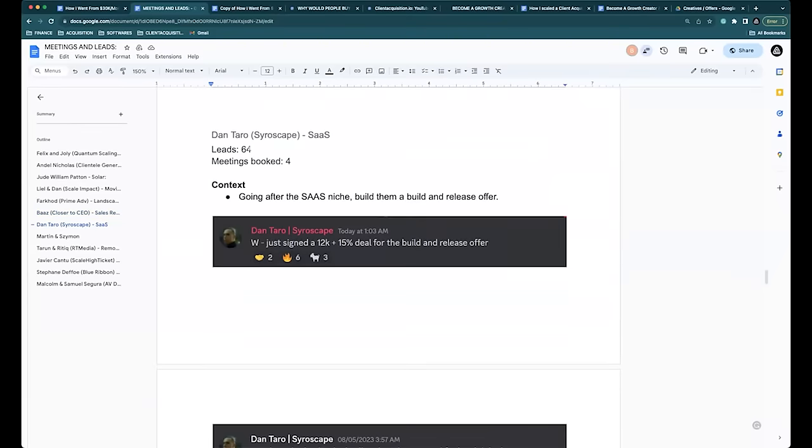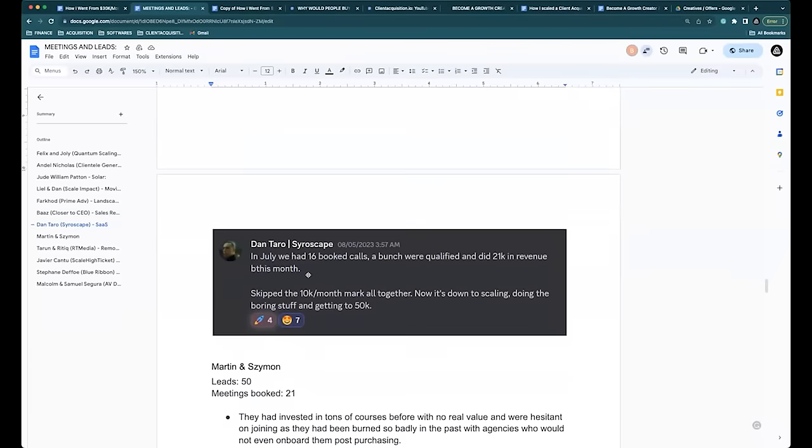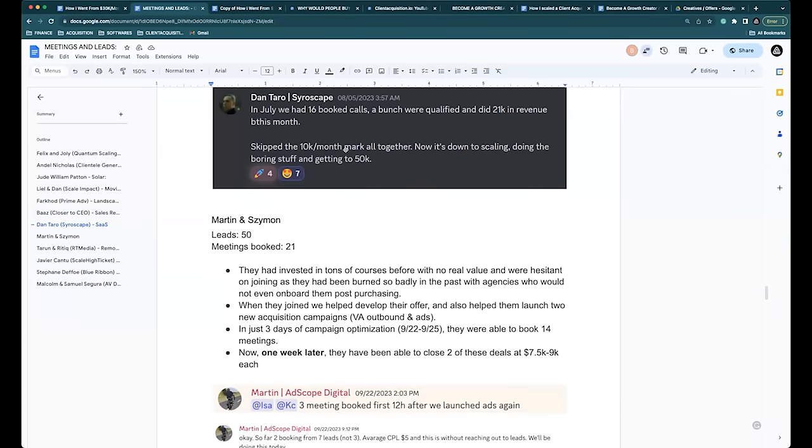Then 64 leads in the SaaS space, four calls booked, 12K deals signed. In July, we had 16 booked calls, a bunch were qualified and did 21K in revenue. Skipped the 10K month mark altogether. Now it's on to scaling.